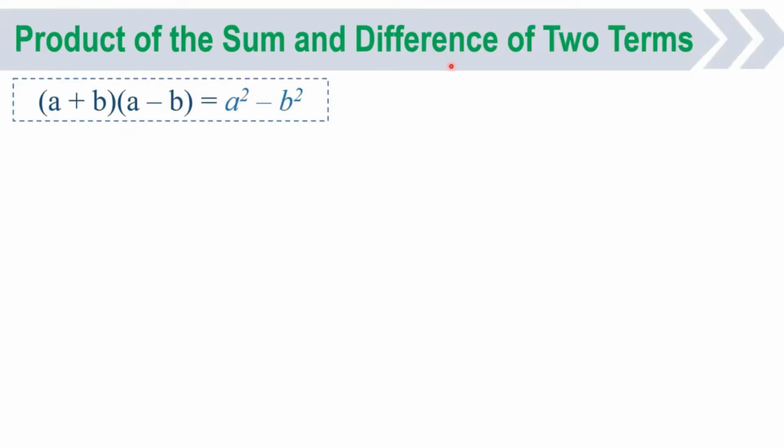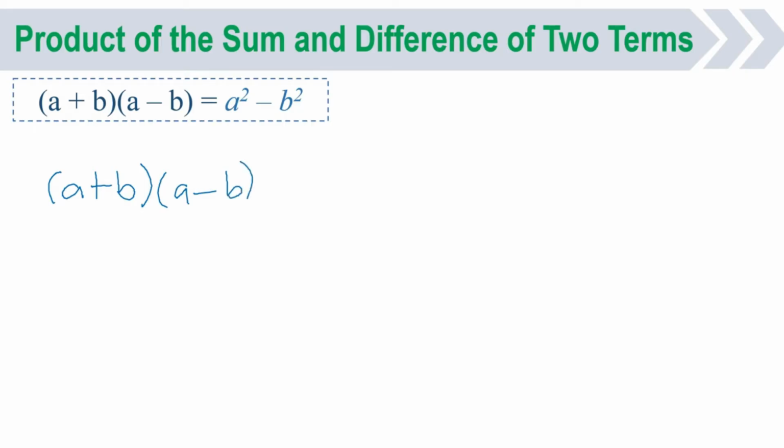Product of the sum and difference of two terms. If we have a plus b times a minus b, so this is the sum and this one is the difference, usually we are using FOIL method to multiply these binomials. Now let's try to use FOIL method in solving this. We have a plus b times a minus b.